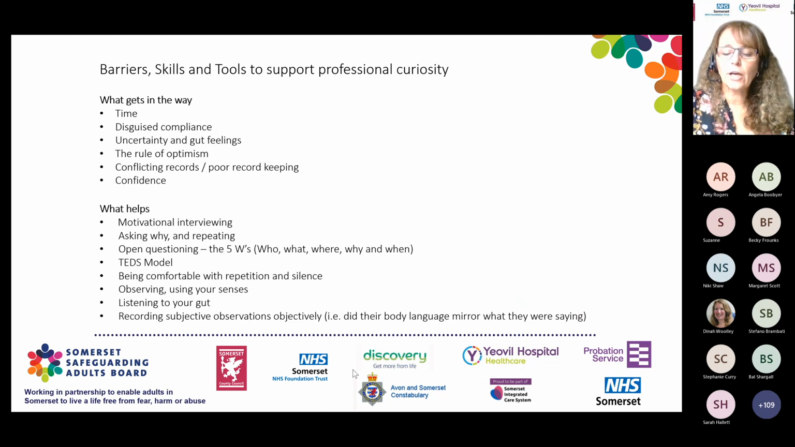Motivational interviewing techniques include open-ended questions, affirming what the person says, reflecting back to them what they have said, and summarising back to the person to make them aware and understand what it is that you have been told. Asking why and repeating why will more reliably take you to the root cause rather than simply considering the effect or impact. Open questions, the 5 W's: who, what, where, why, and when. The TEDS model helps to inform professional curiosity to support health and social care practice: tell me, explain to me, describe for me, show me. Next slide, Stacey, please.